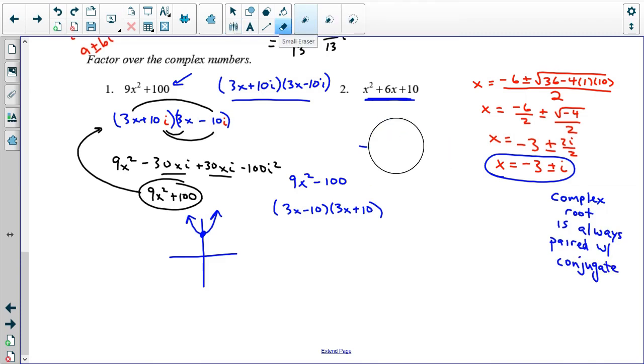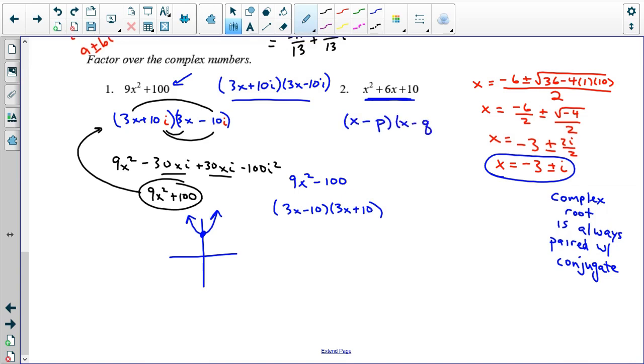So if that would be what the root is, then if I wanted to factor this, I have x minus p and x minus q, where p and q are the roots. So all I have to do is put x minus negative 3 plus i, which is one of the roots, and x minus negative 3 minus i, the other root. So I just take each of these roots and I put them in where p and q are, and then that would be my final answer.